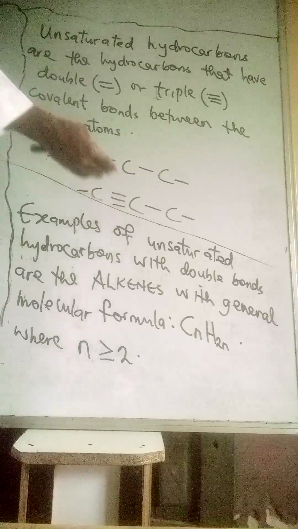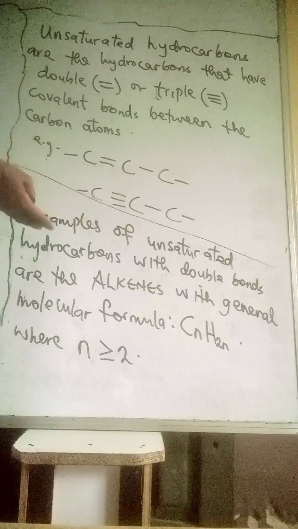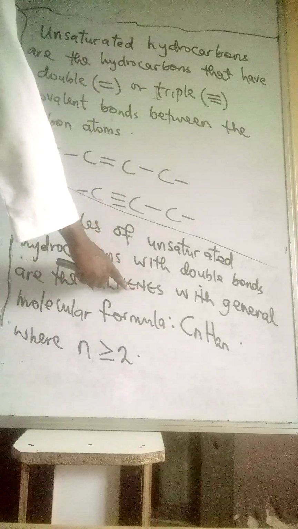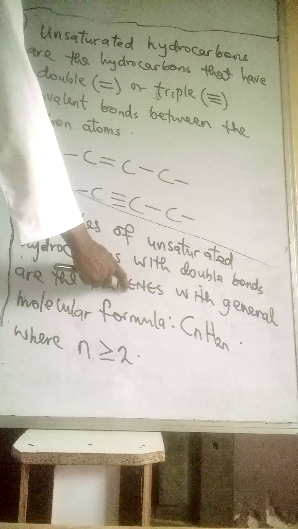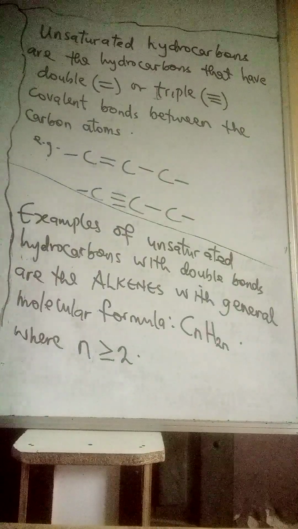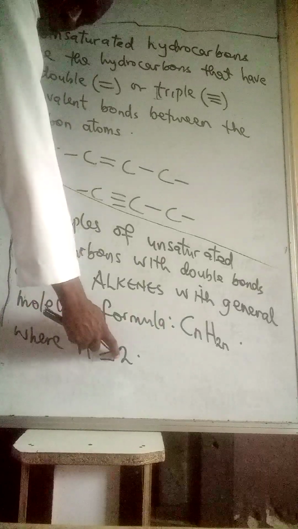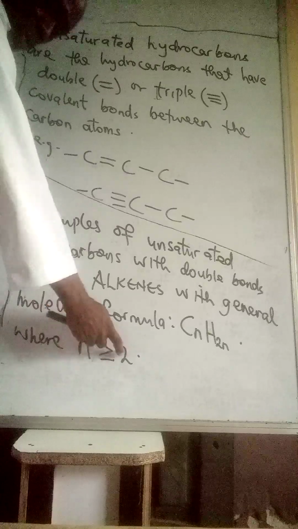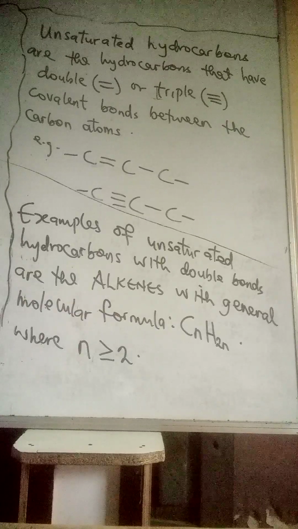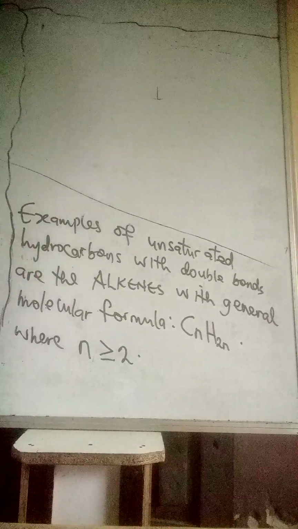Examples of unsaturated hydrocarbons with double bonds are the alkenes. Alkenes. You can see it is not A that is here now, it is E. Alkenes. And the formula is CnH2n. But in this case, N cannot start from 1. N begins from 2. That's why I wrote N is greater than or equal to 2. That means if you want to find the first member of this alkene, then we use N equals 2, as you can see now.